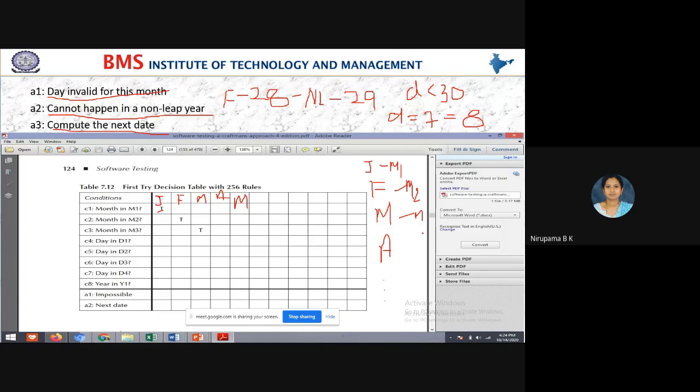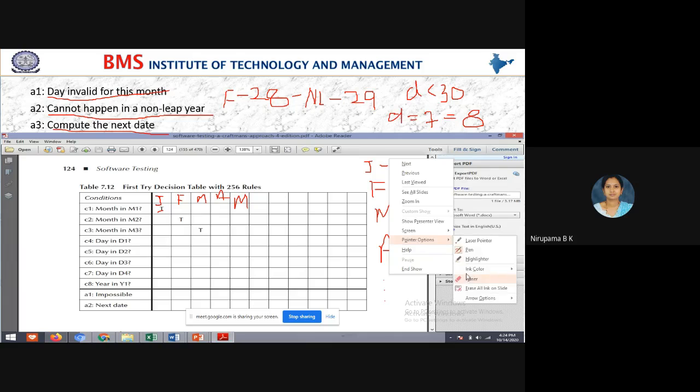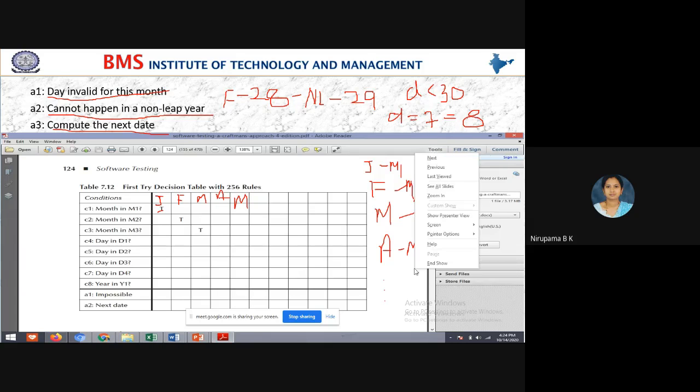Do I have confusion here? Shall I take April M6? No. Why? Because here I don't have any confusion at all. Because I have 12 months. I have to take M1, M2, M3, M4, M5, M6 up to M12. So here I don't have any confusion. Take just with respect to the number of months.